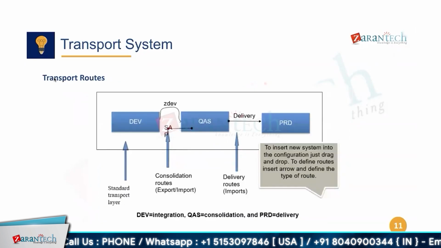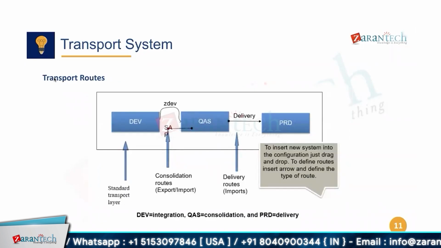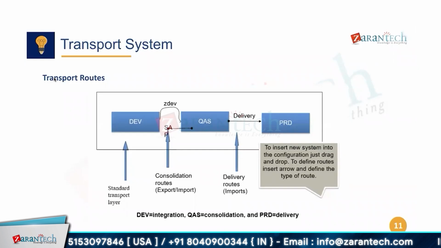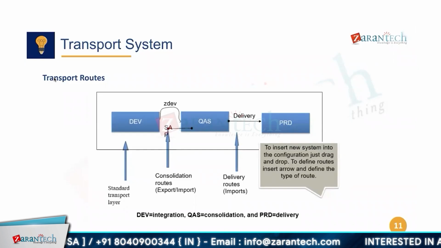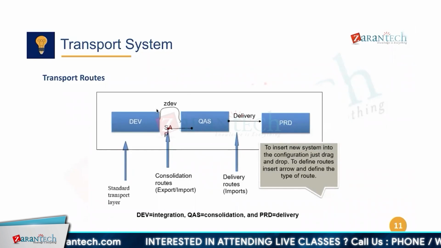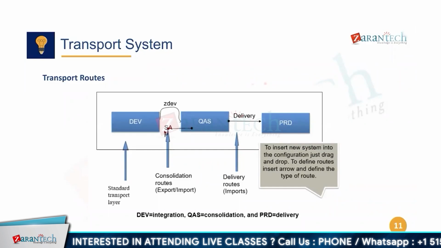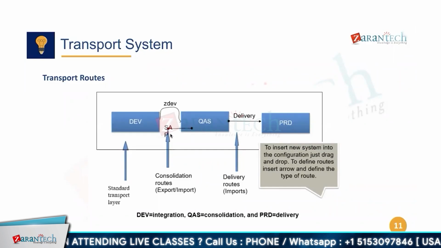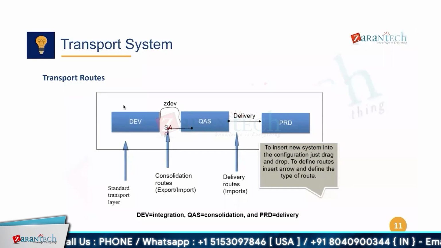Okay, good. Now, creating the transport routes. As I said, these transport routes are like traffic signals. You have dev, quality, and production. There is a development route, and then sometimes a consolidation route, and then delivery routes. Let's understand about development routes.